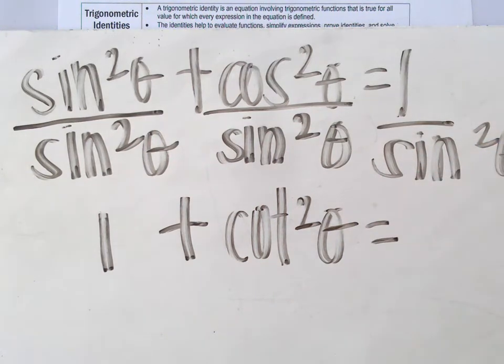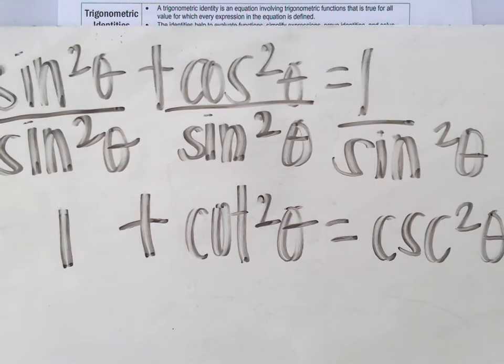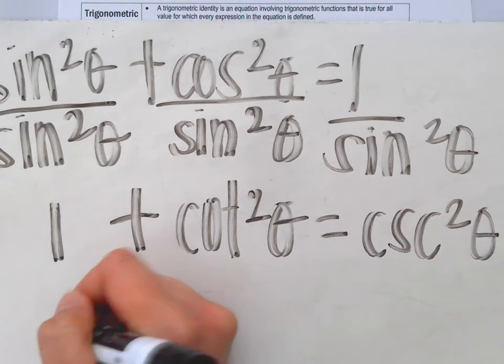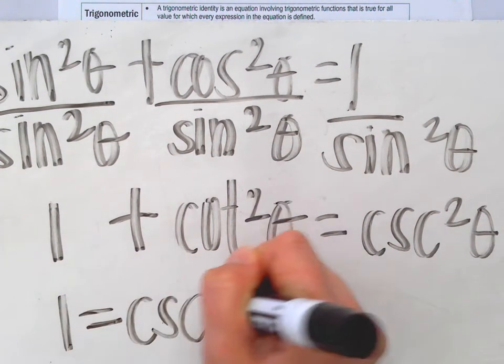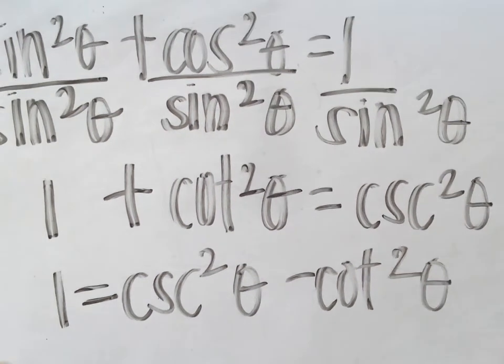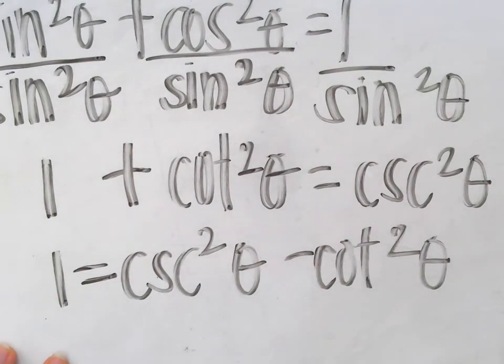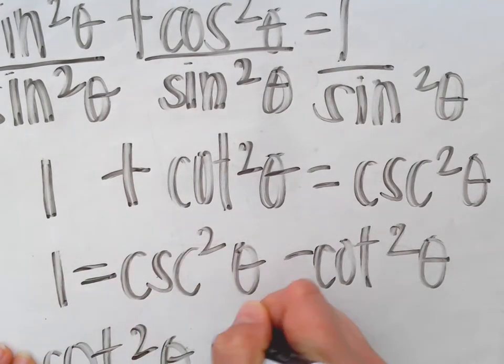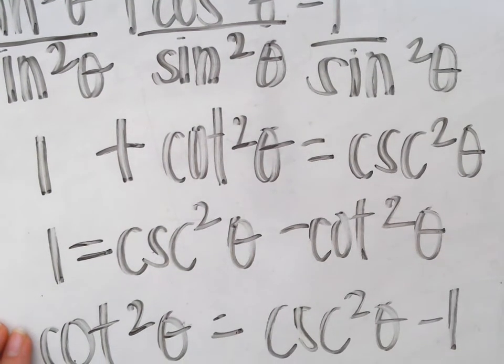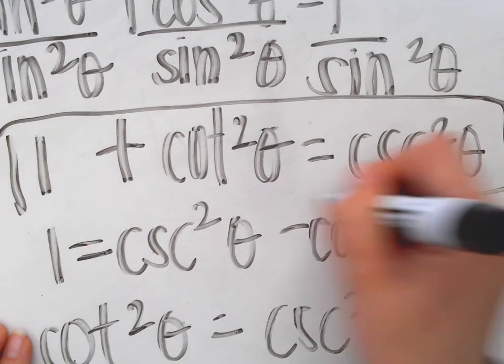And then 1 over sine squared theta, well, we know 1 over sine is the reciprocal, so it's cosecant squared theta. And again, I can rewrite this many ways. I could get 1 by itself, and have 1 equal to cosecant squared theta minus cotangent squared theta. Or you can get cotangent squared theta by itself: cotangent squared theta equals cosecant squared theta minus 1. So all of those are essentially the same as this one right here.